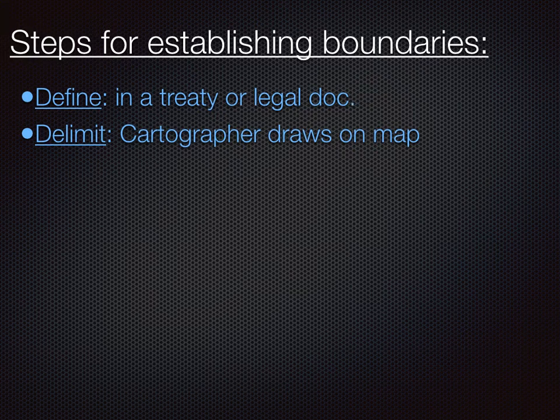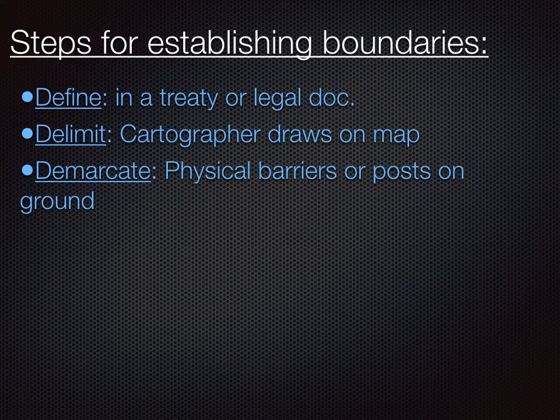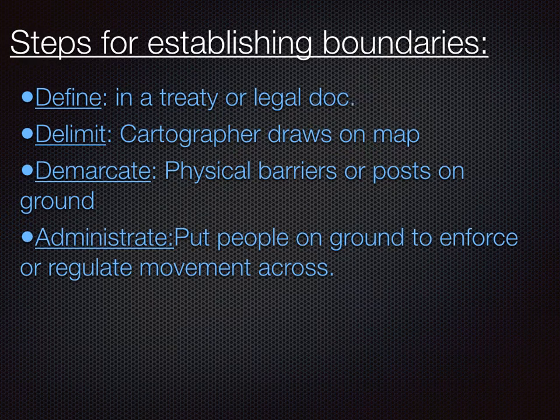They delimit those boundaries, so they have their cartographers, they work with maps, and they draw the boundaries on the map. Then they go on to the land and they demarcate. Demarcation on the land are physical barriers on the ground. The physical barrier could be something as big as a fence, or something as small as just a small marker that exists along the ground. Finally, they administrate. To administrate a boundary is to put people on the ground and enforce or regulate movement across the boundary. Let's take a look at some boundaries between different states that are being administrated present day.